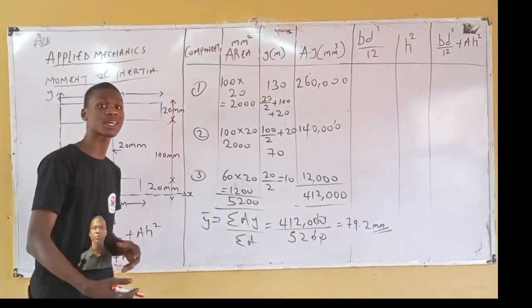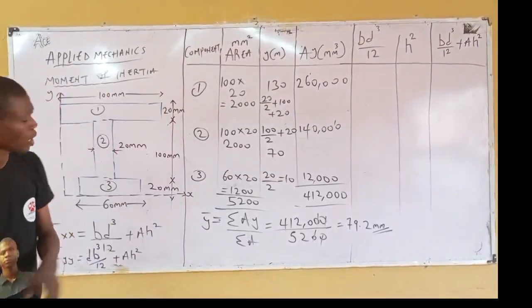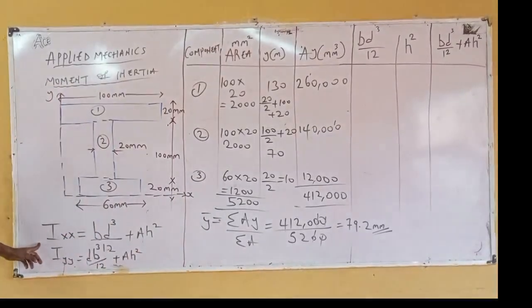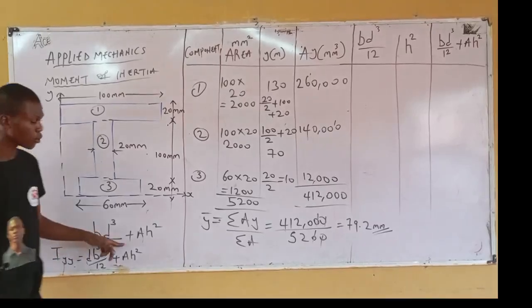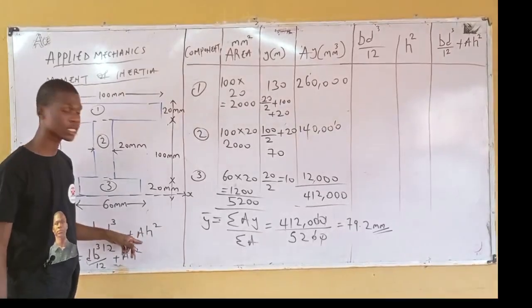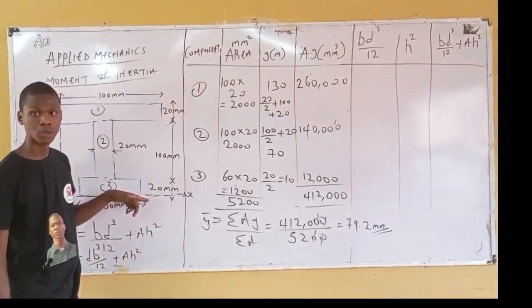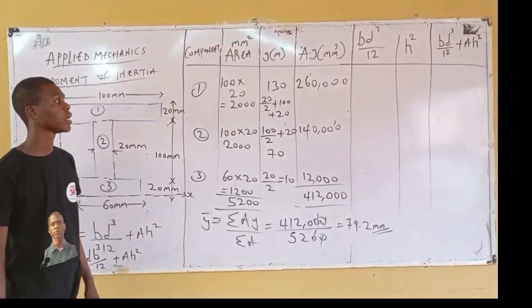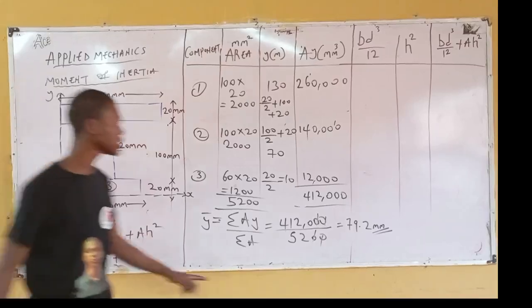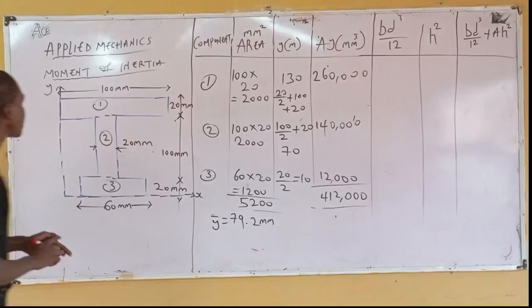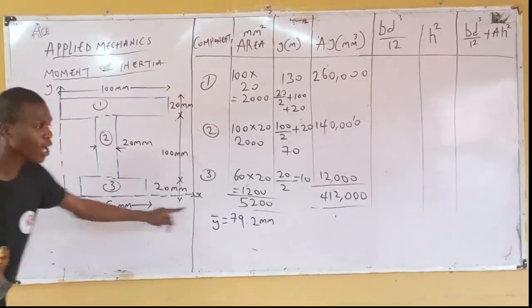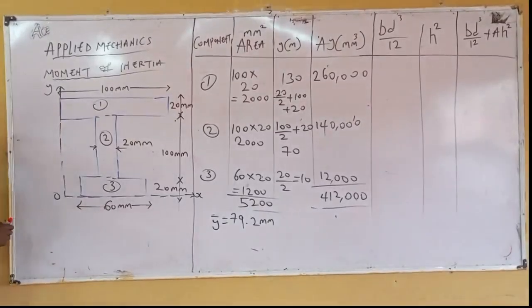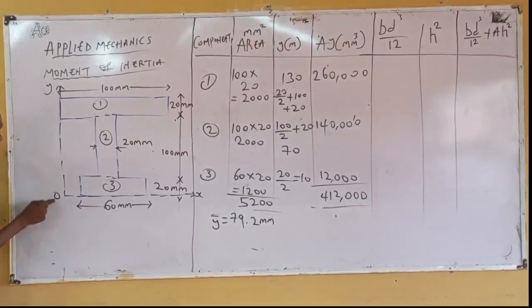But the question says to calculate the moment of inertia, and this is the formula I want to use: bd cubed over 12 plus A h squared, where A is area. We will see the definition of h later. Now, the next step, after calculating your centroid, take this guy here. This is the y-axis, this is the x-axis, right? Now, say this is your origin.